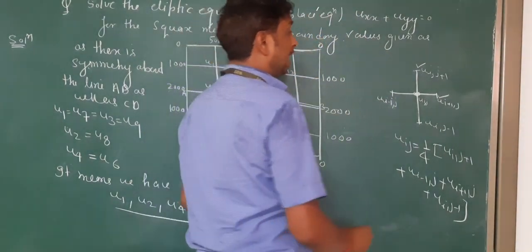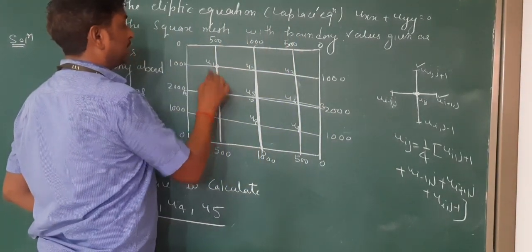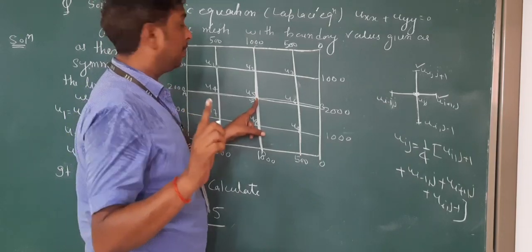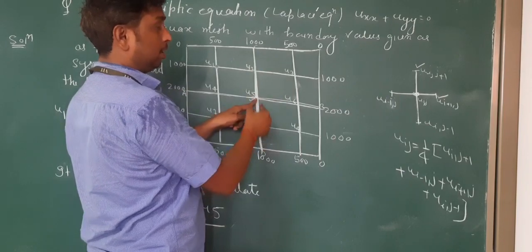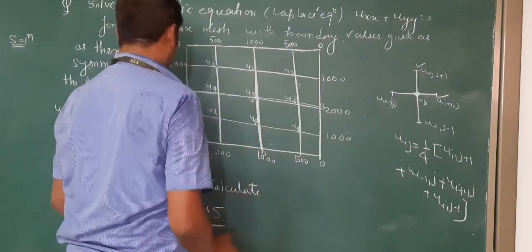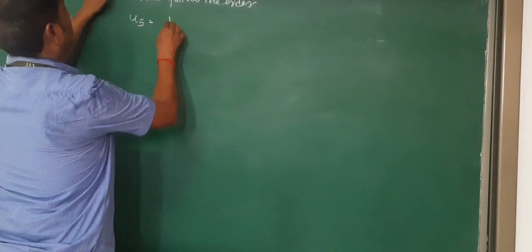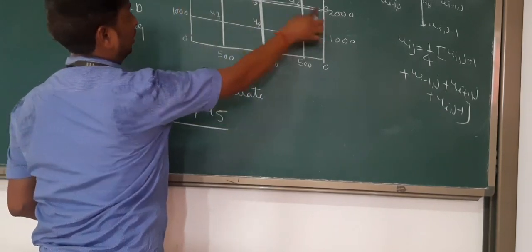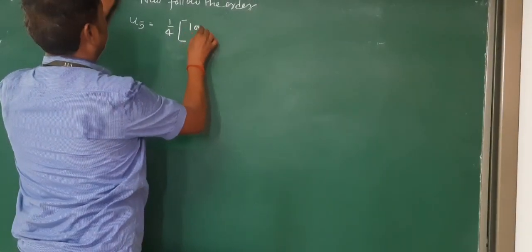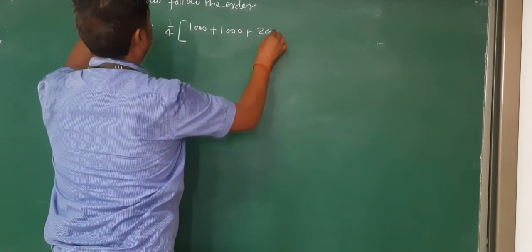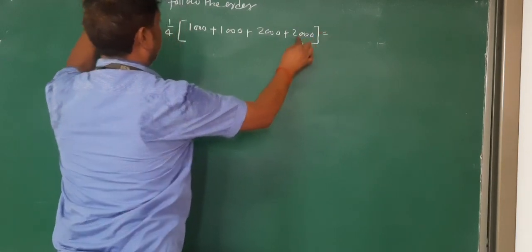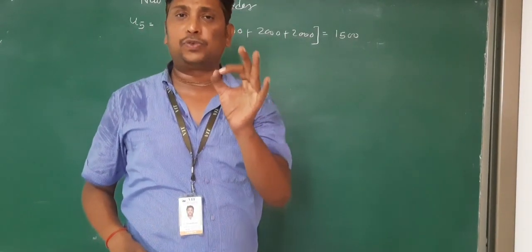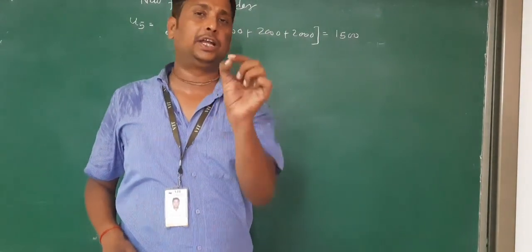And what in diagonal? In the diagonal 5-point formula, suppose we want to calculate u5. So u5 always is calculated by the diagonal 5-point formula, and what is the boundary value? Here we do not see neighbors, just see boundary values. What is u5? 1 by 4 of the boundaries: 1000 top, 1000 down, 2000 left, 2000 right. So it is 1000 plus 1000 plus 2000 plus 2000. How much? 1500. So always remember, for u5 just take the boundaries, add all and divide by 4.